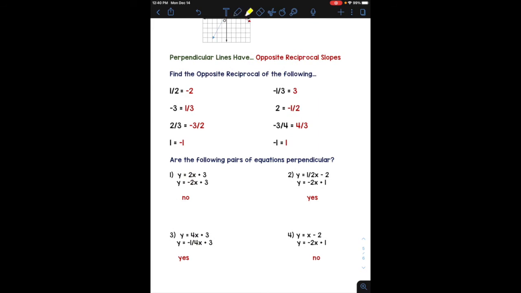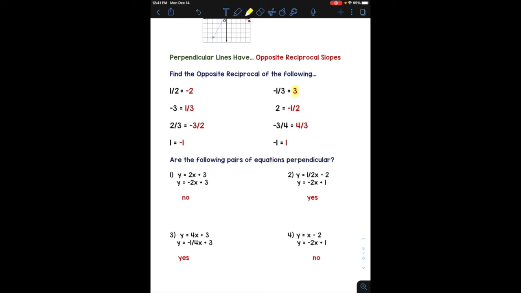Here are our answers for the second page. The problems to the right-hand side in the first section are asking to just find the opposite reciprocal of the number listed. The opposite of negative 1/3 would be positive, and the reciprocal would be 3. So our answer is positive 3.